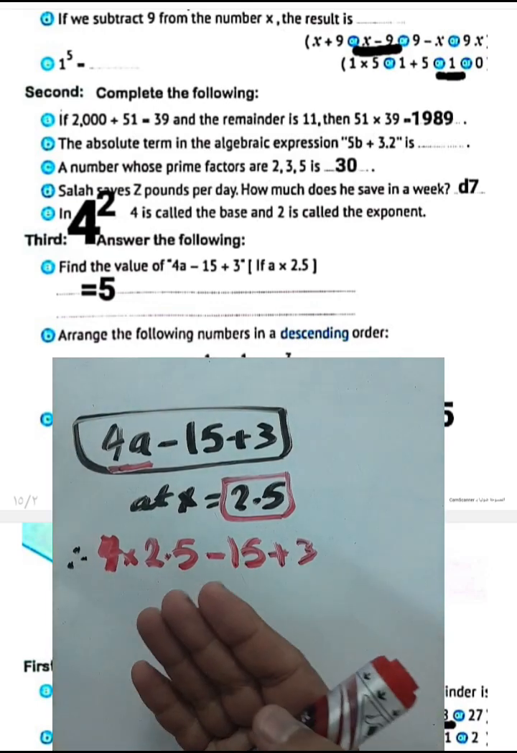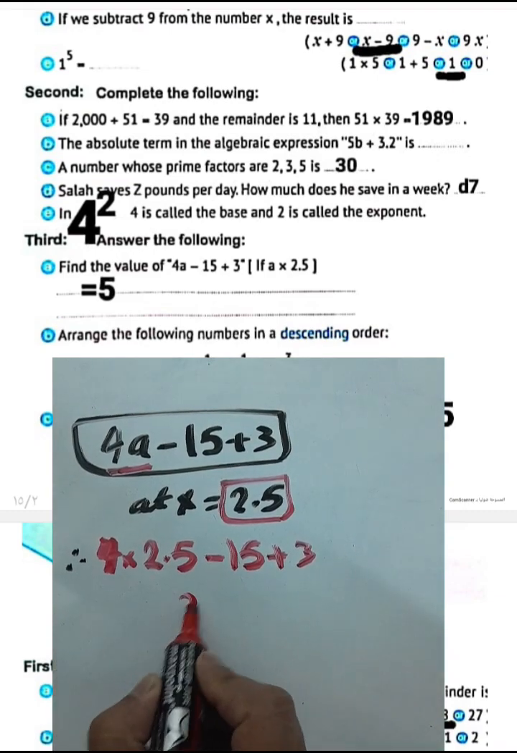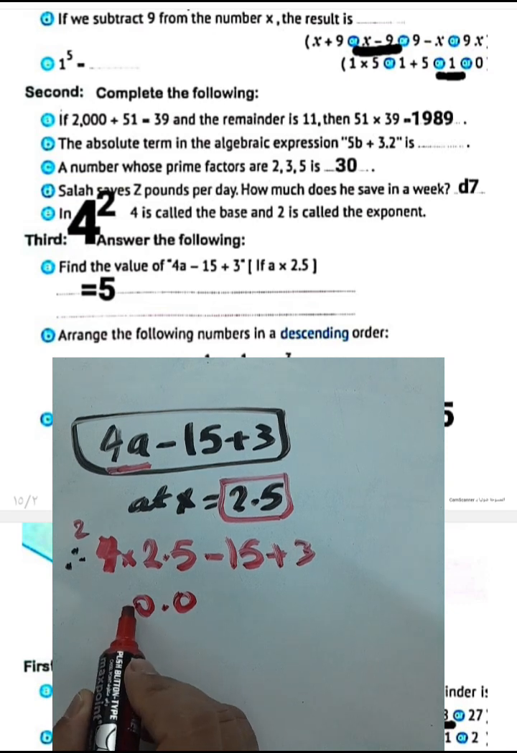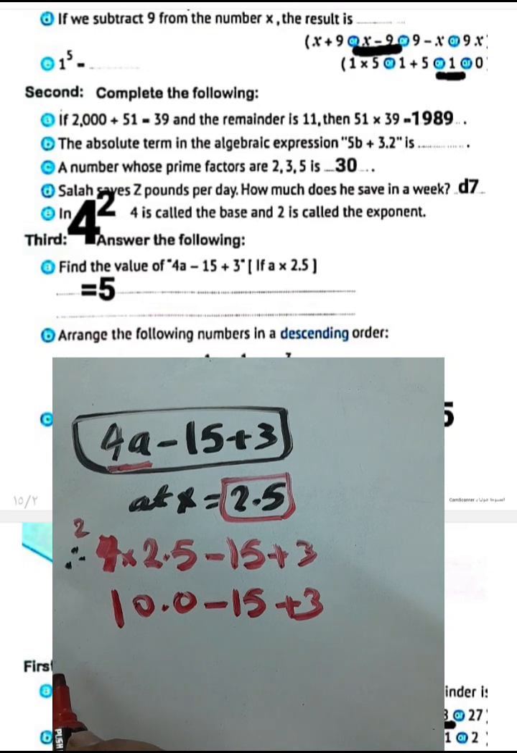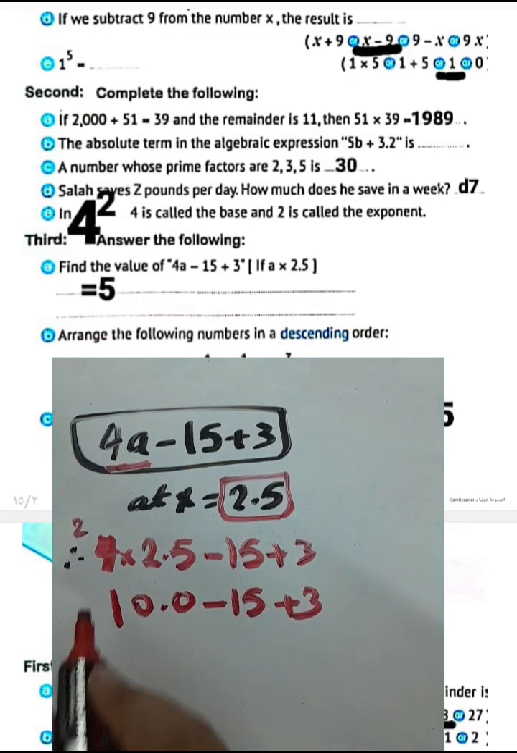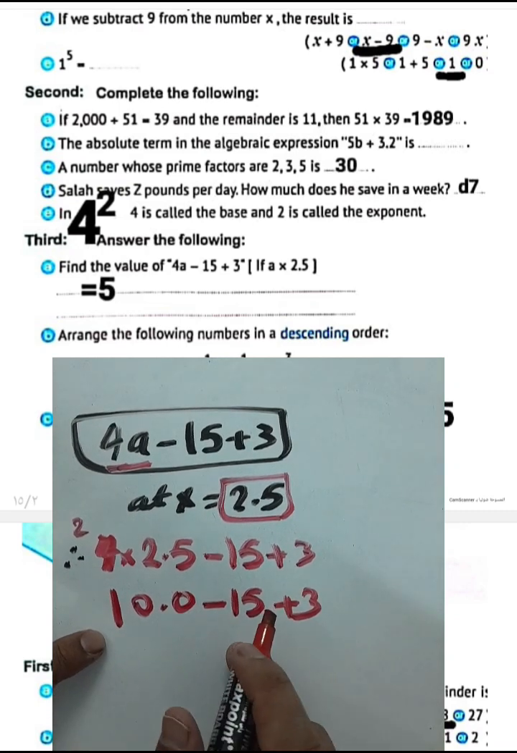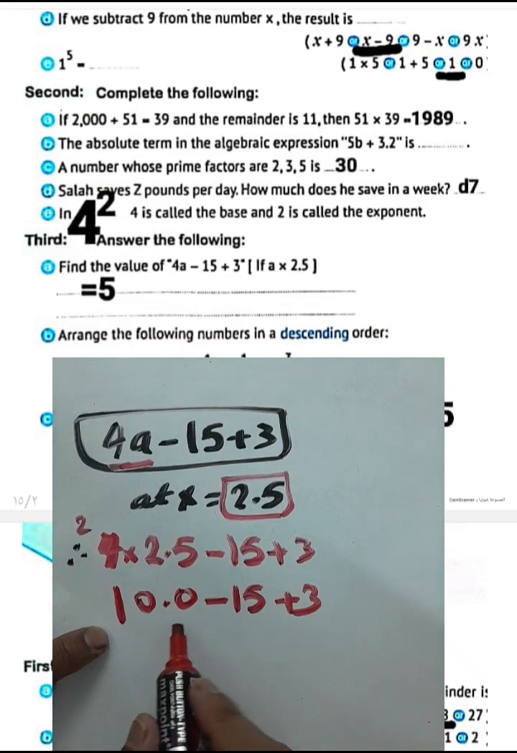2.5 plus 2.5 plus 2.5 plus 2.5 will be 10. Or 4 times 5 equals 20, 0 and carry 2. 2 times 4 equals 8 plus 2 equals 10. Subtract 15 plus 3. Okay, it's clear for you here. 4 times 2.5 will be 10. 10 subtract 15 plus 3. 10 minus, it will be 10.